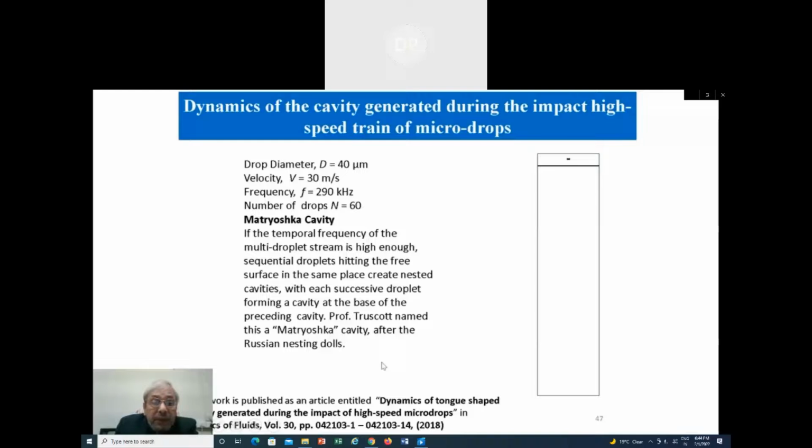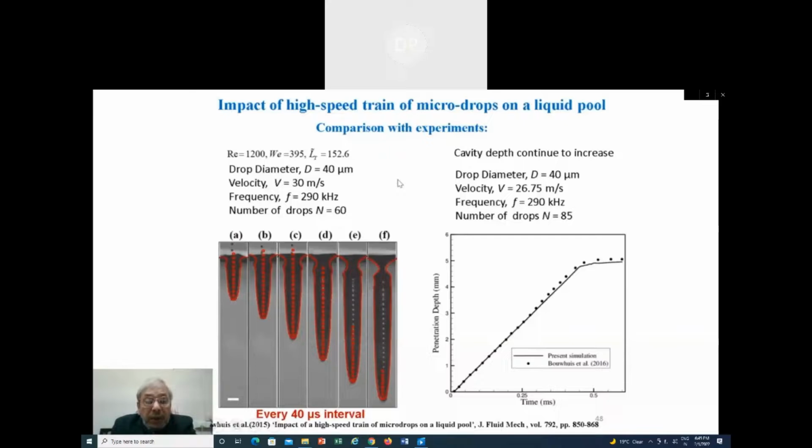We will show our computational results, and here we have used 60 drops, the frequency is 290 kilohertz, velocity is 30 meters per second, and drop diameter is 40 micrometers. These are micron-size micro drops. You can see the cavity formation, the pinch-off of the cavity, and finally the cavity assumes a shape, which is the outcome.